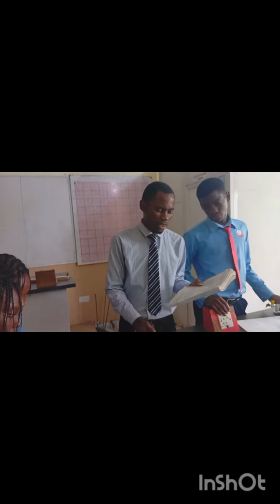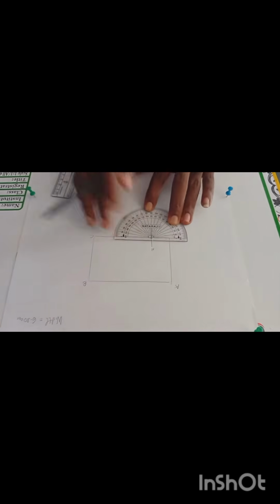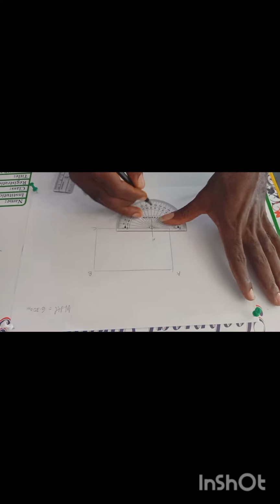Draw a line making an angle of incidence of 10 degrees. At this moment I need my protractor. I want to measure 10 so that I can have my angle of incidence. All of us know what we call the angle of incidence. The angle of incidence is the angle between the incident ray and the normal. Since I need 10, I will measure it.